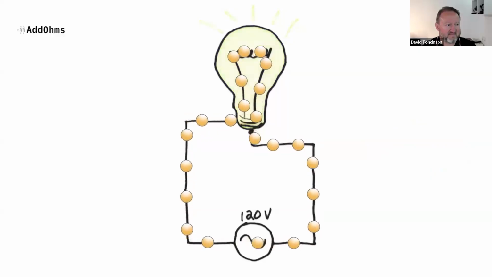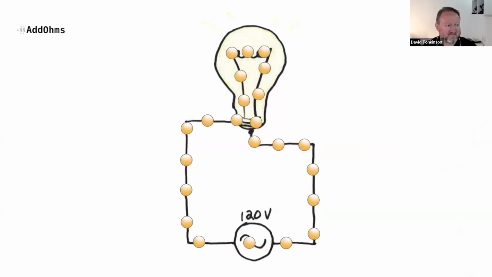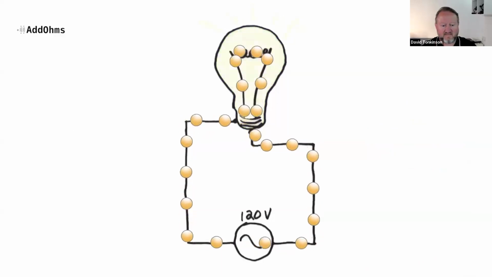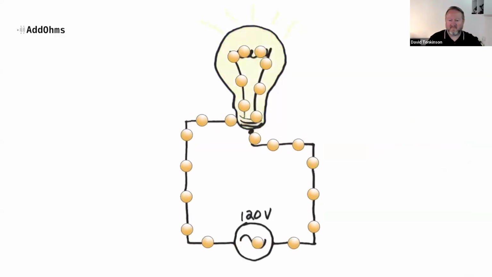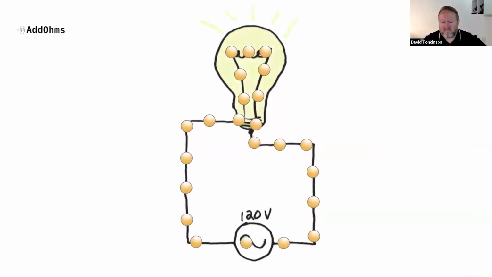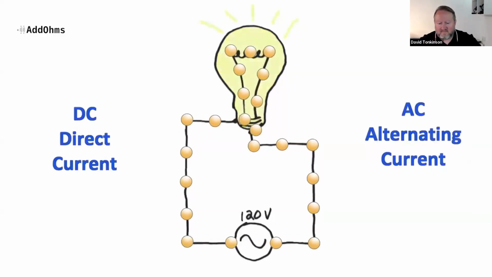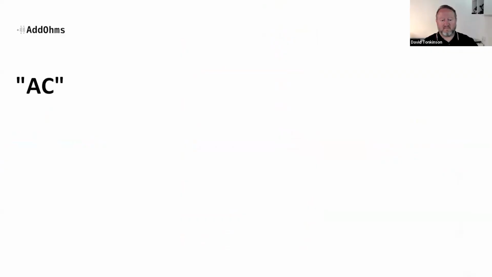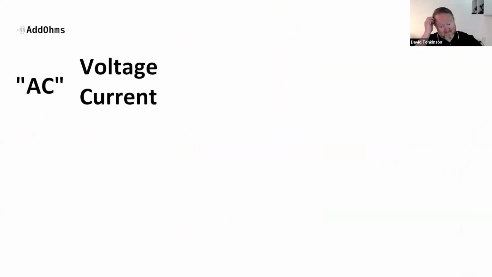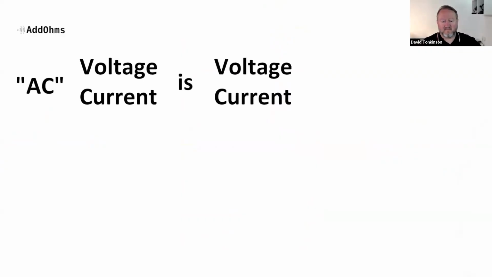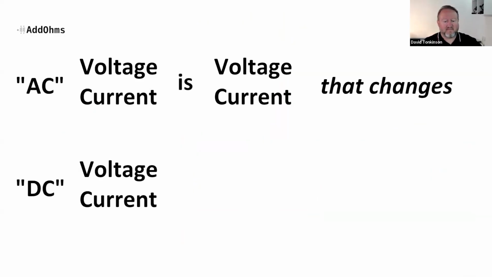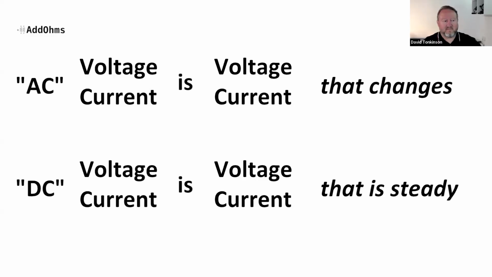Now this is where things can start to get a little confusing. This is an AC voltage source, so it's both AC and voltage. What the heck? How can voltage and current be the same? Well, it turns out we tend to use AC and DC abbreviations for voltage as well as current. So in other words, AC, voltage or current, is voltage or current that changes. DC, voltage or current, is voltage or current that is steady.